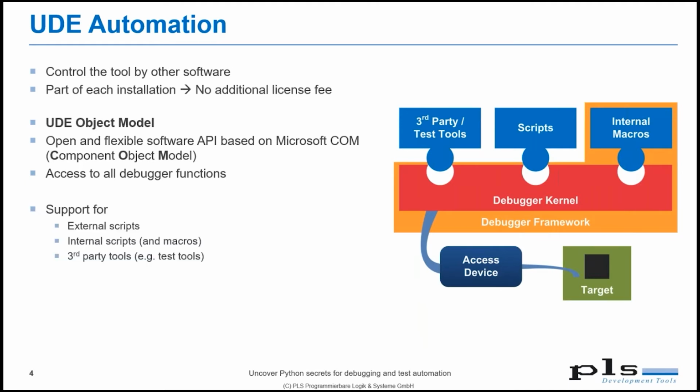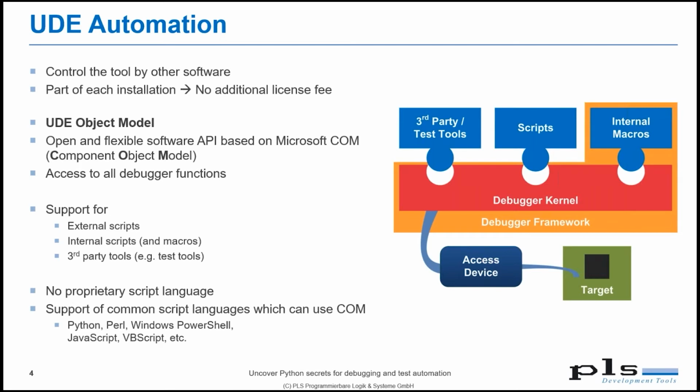So you see that scripting is only a part of the UDE automation or the UDE object model. The object model is also the base technology for coupling third-party tools to the debug tool. So for example, test tools can use the object model to directly test on real hardware using the debugger functions for target control and to get access to target variables. For example, to inject test vectors or to read test results.